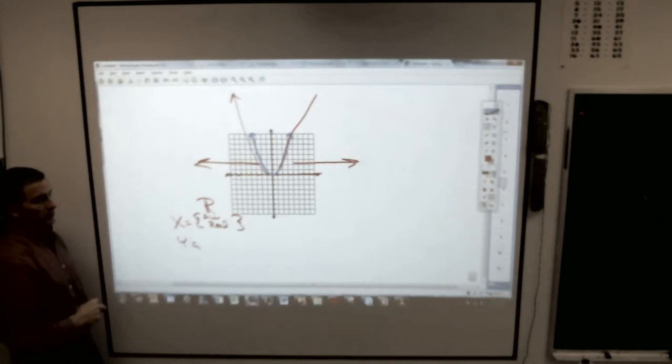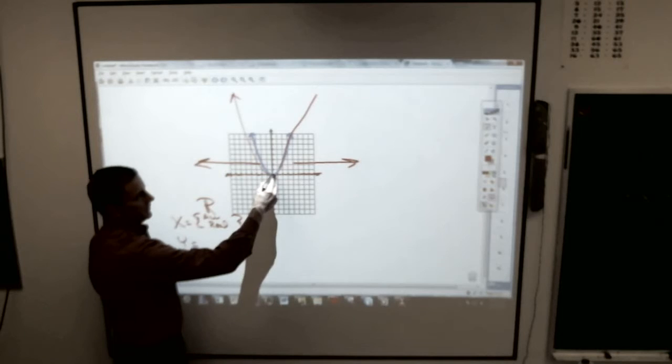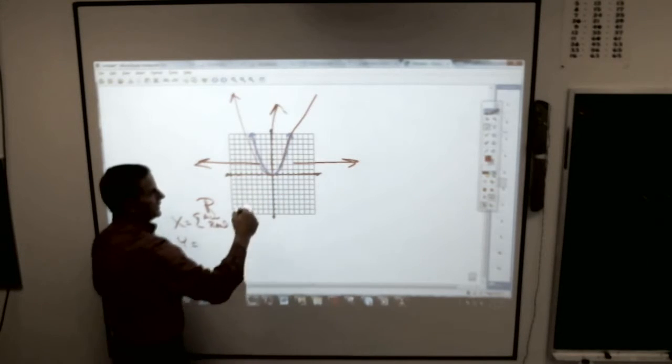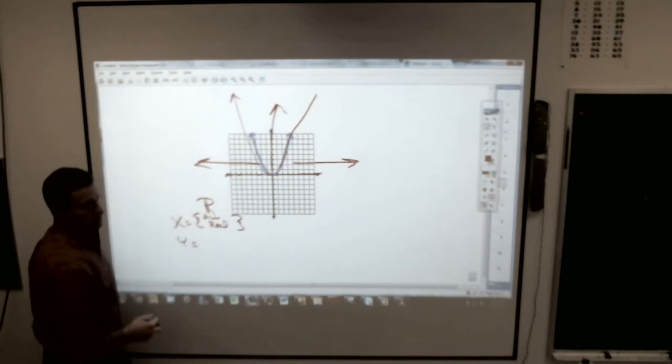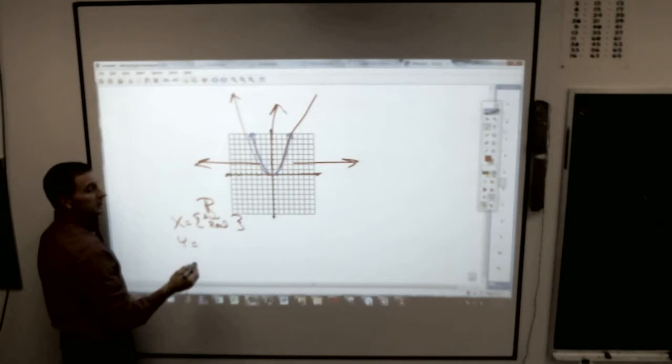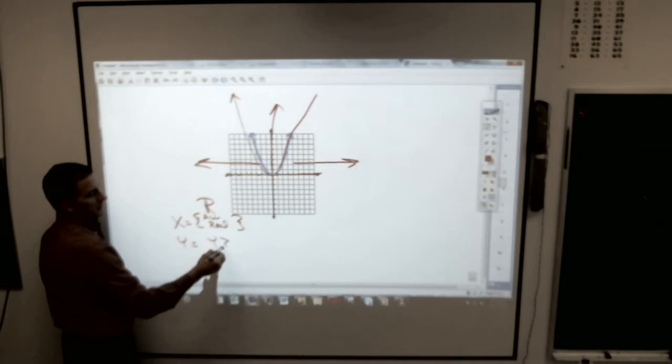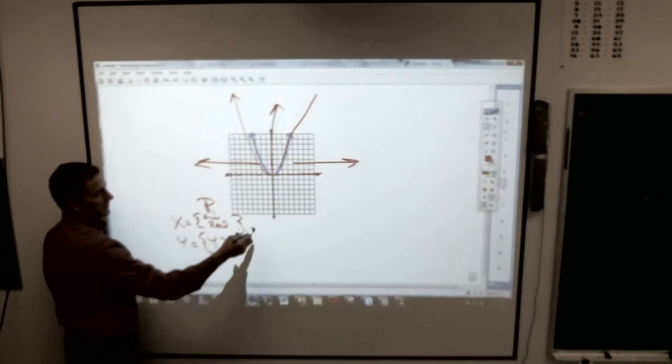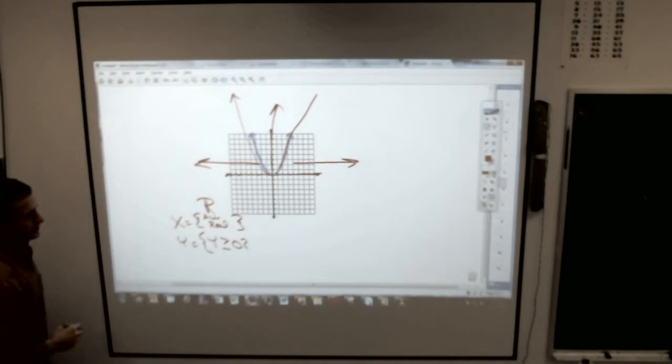Y does have a starting point, does it not? It starts right here, and it goes forever up. How did we show that on the last one? Y is... Riley. Yeah, y is greater than or equal to 0. It starts at 0 and goes forever that way.